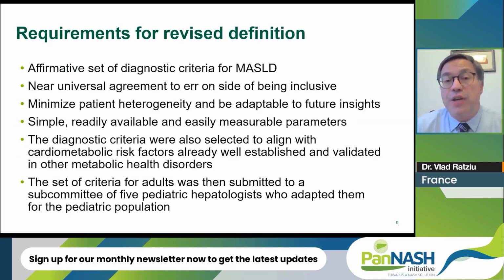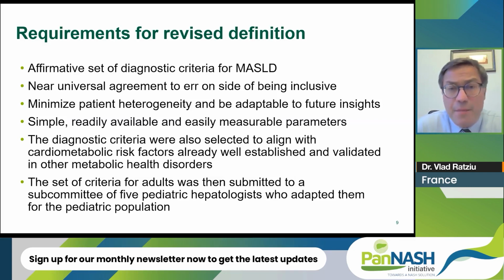So one important distinction is between the classification of the disease process and the definition itself of the disease. Those are not entirely overlapping things. They are not entirely synonymous. So the first thing is to define an affirmative set of diagnostic criteria for steatotic liver disease and no longer an exclusion set of criteria. Then what we need to keep in mind if we revise the definition is to err on the side of being inclusive, not let any patient out that would have only minimal or incipient or minor form of the disease. The third thing would be to minimize as much as possible patient heterogeneity, but also to be adaptable to future insights that discoveries might bring us.